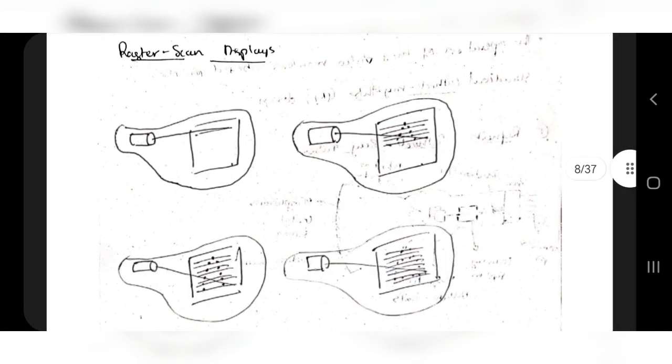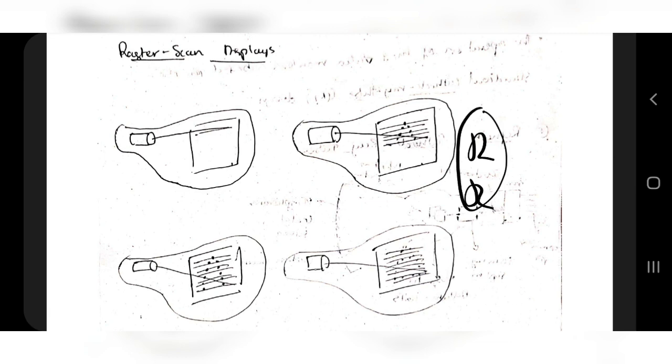Based on this principle, there are two types of devices, raster scan and random scan. In the exam, these two topics are mostly asked. Okay, so you need to know how raster scan displays and random scan displays work.